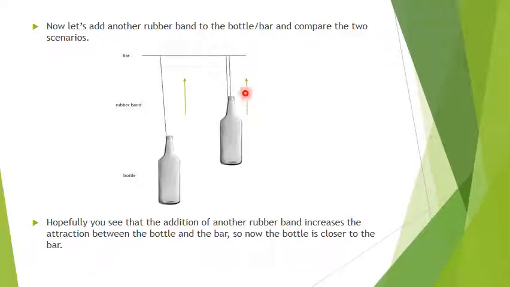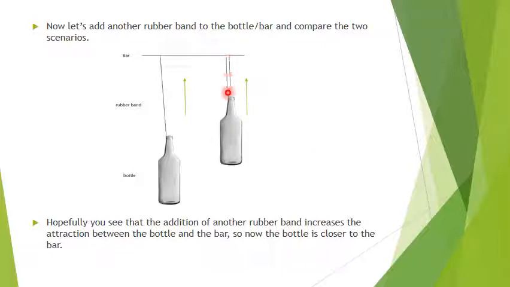All right, now let's take another bottle, and what we're going to do is add another rubber band. And when you do this, what will happen is that the bottle will be pulled closer to the bar. So the increased attraction brings the bottle closer to the bar. So one rubber band kept it out here, two rubber bands brought it in closer.